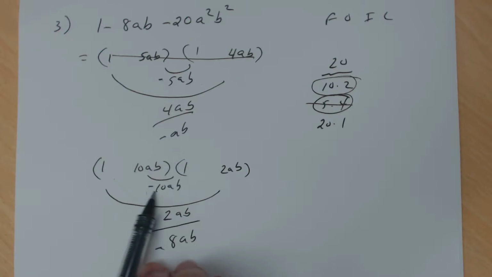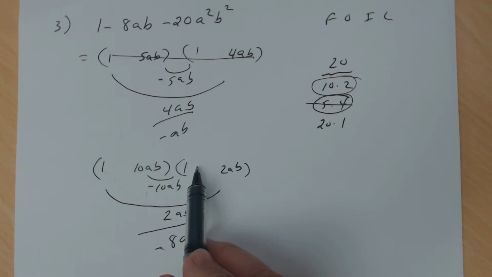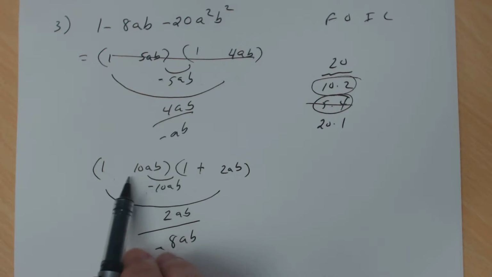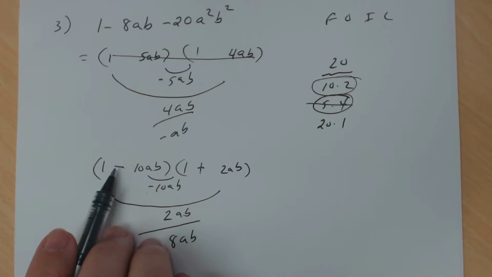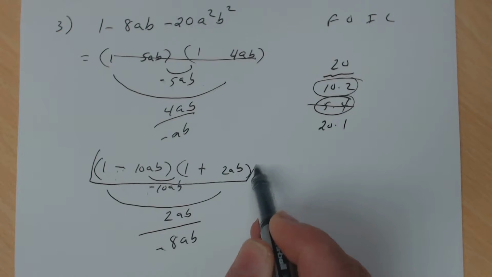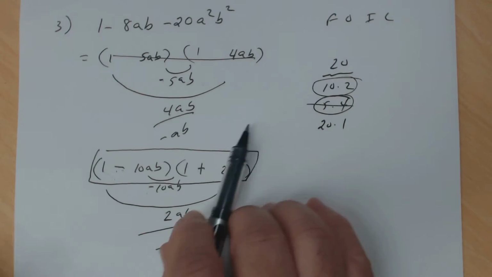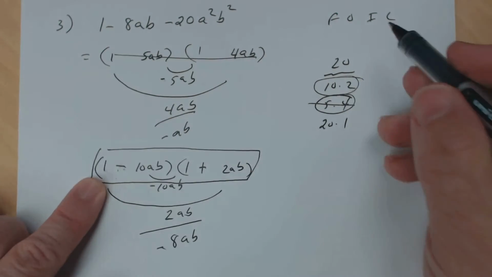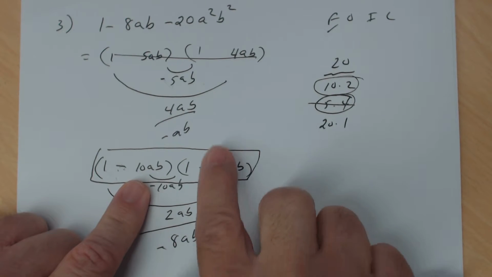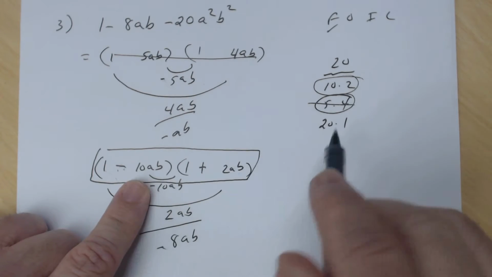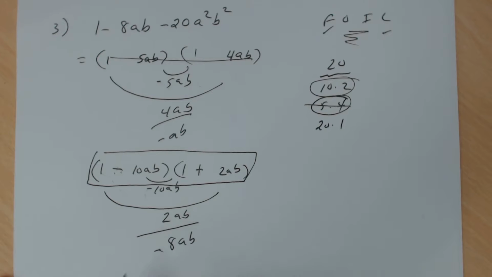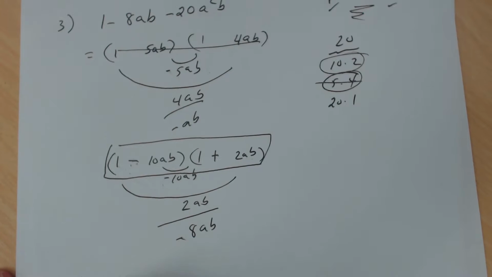In order to get the outer to be positive, this has to be positive. In order to get the inner to be negative, I have to have this to be negative. And so this is your answer. You're done. You know, you can always check yourself. 1 times 1 is 1. For the last, a negative 10ab times a positive 2ab is a negative 20a squared b squared. And the outer and the inner we've already done. Okay? So that's number 3. All right, number 4.